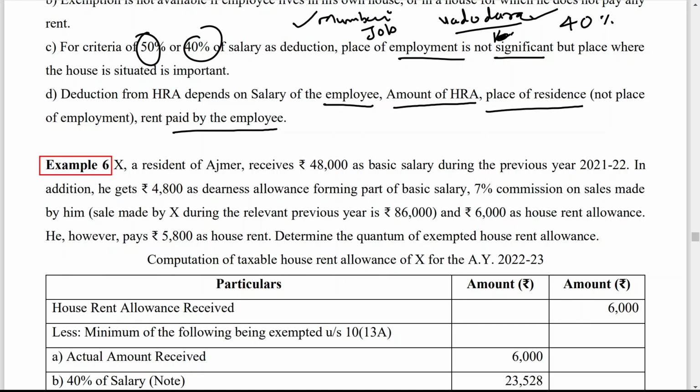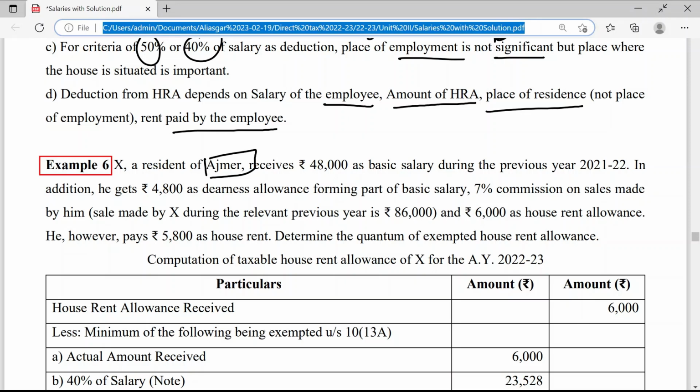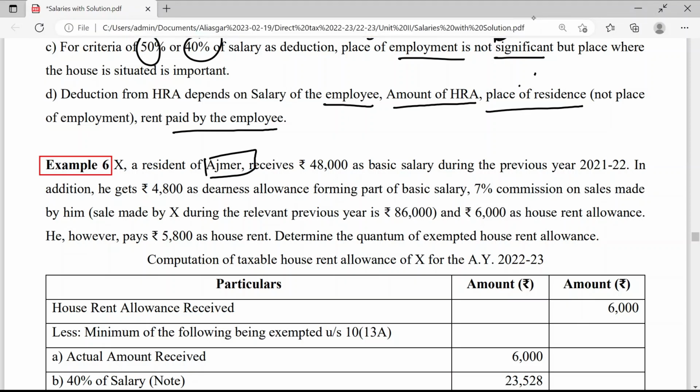more about HRA. Mr. X, a resident of Ajmer. Now here you have to take this Ajmer. Ajmer is not a metro city. That means in this case whether you will take 40% or 50% of salary, you will take 40% of salary. Whenever you are calculating salary, you have to take 40% of salary. He receives 48,000 as a basic salary. So what basic salary is he receiving? 48,000 for the previous year 2021-22.